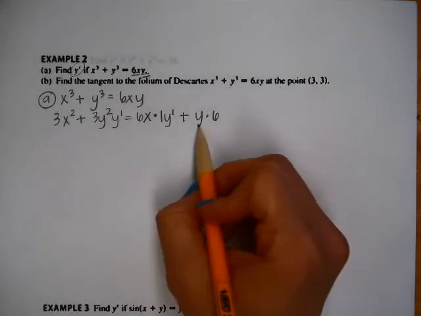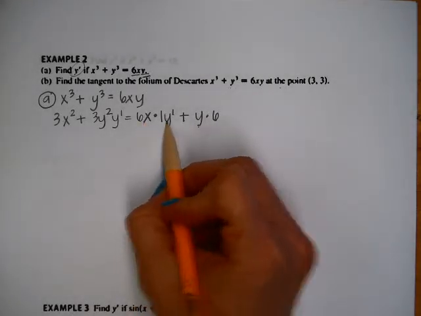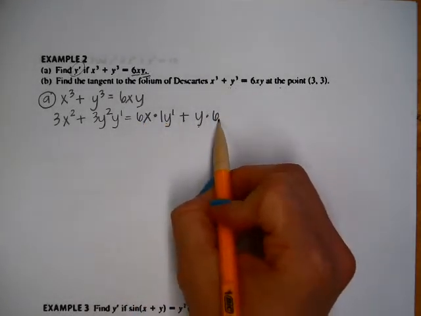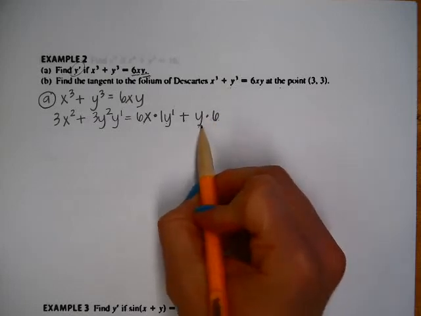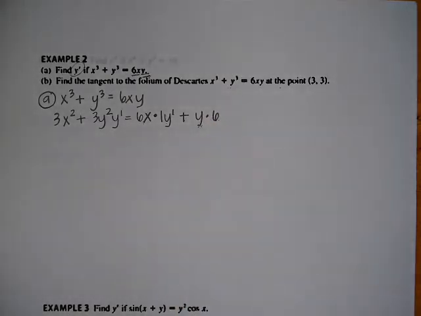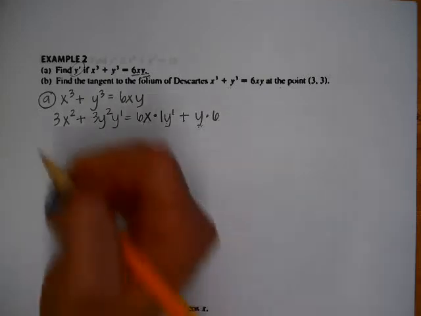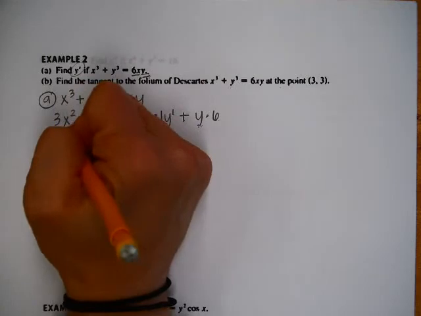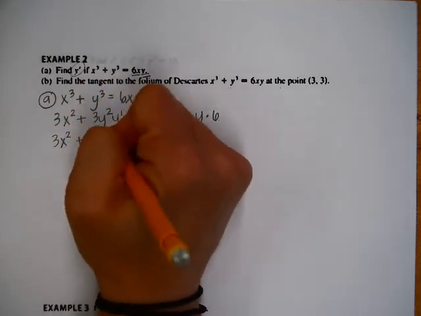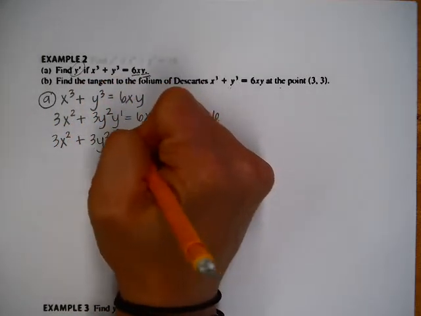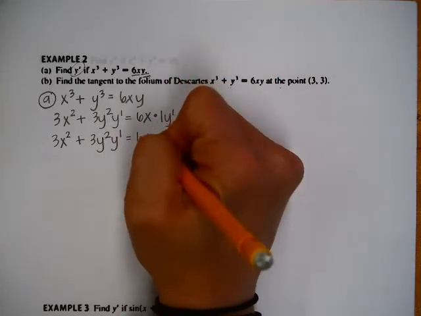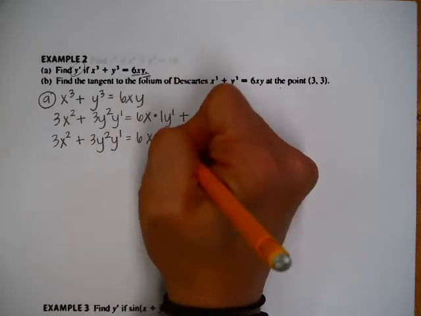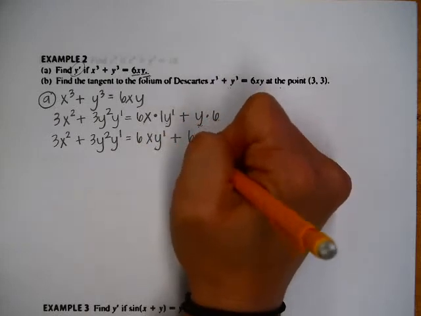Okay? Here, this is first times the derivative of the second plus the second times the derivative of the first. We do not have to stick a y prime if it's just the second as is, right? Which is what the product rule says. Only if you're taking the derivative of that y do you tack on the y prime. So if we pretty this up a little bit before we simplify, we have 3x squared plus 3y squared y prime equals 6x y prime plus 6y, right?